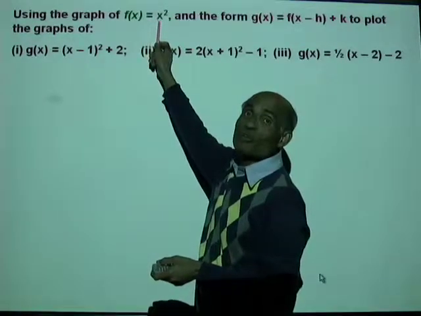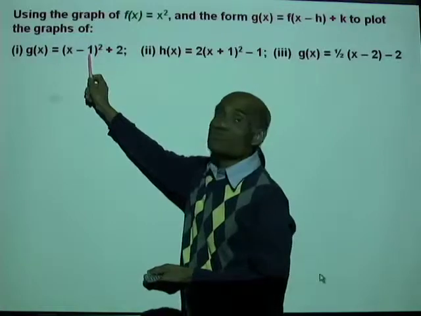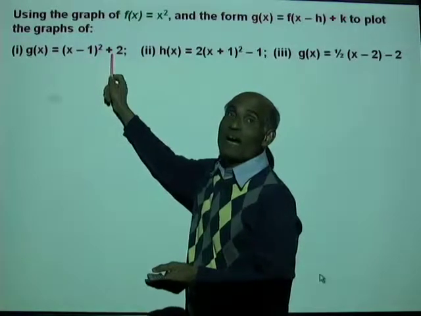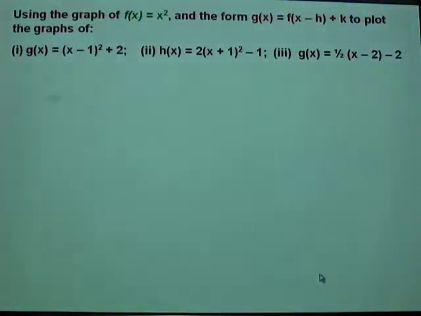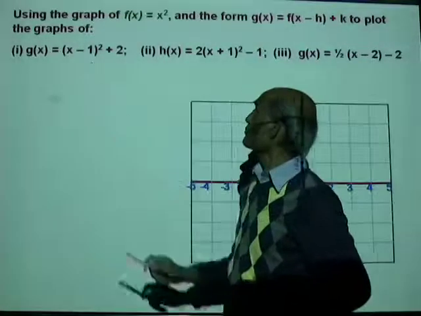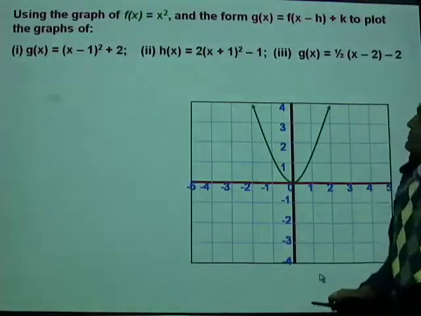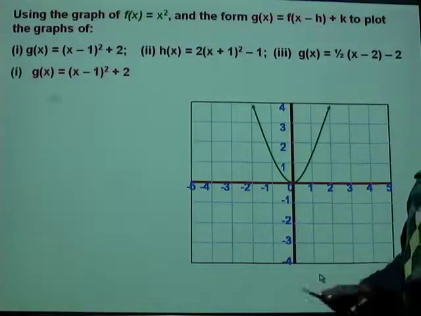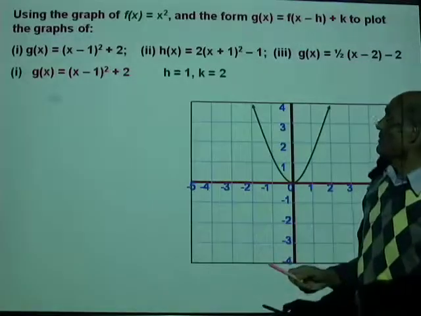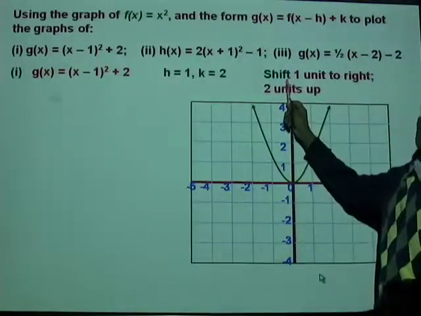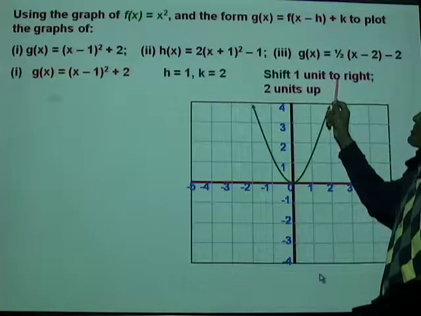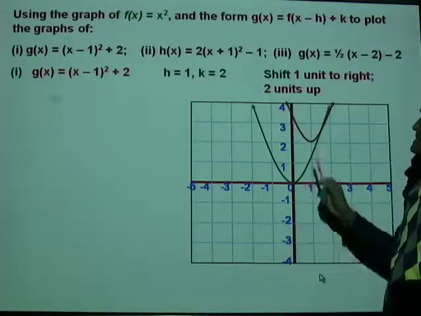That means if you draw the graph of f(x) = x² and shift it 1 unit to the right and 2 units vertically up, you will get the graph of g(x) = (x - 1)² + 2. Alright, h equal to 1, k equal to 2 is shift 1 unit to the right and 2 units up.